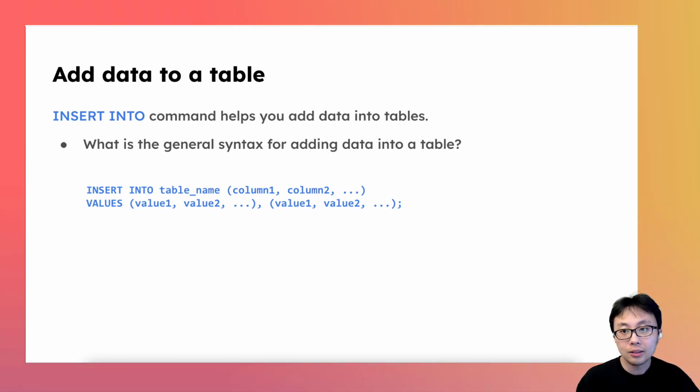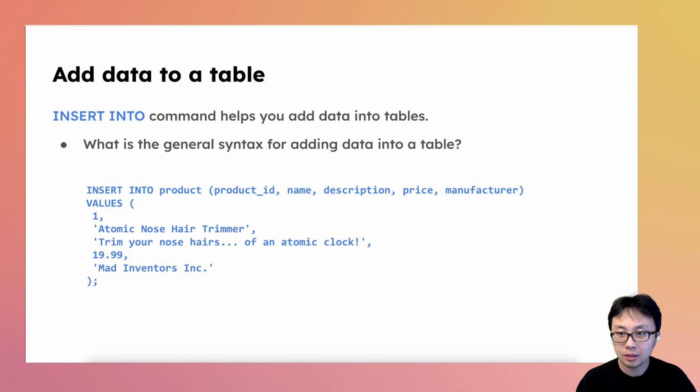Then, in the immediate round bracket, you can list all the column names. The value keyword is going to be followed by the values of different rows. Each row is encapsulated in a round bracket, and the rows are separated using commas. The order of the values in each row needs to correspond to the order of the column names that you specify here in the first bracket.